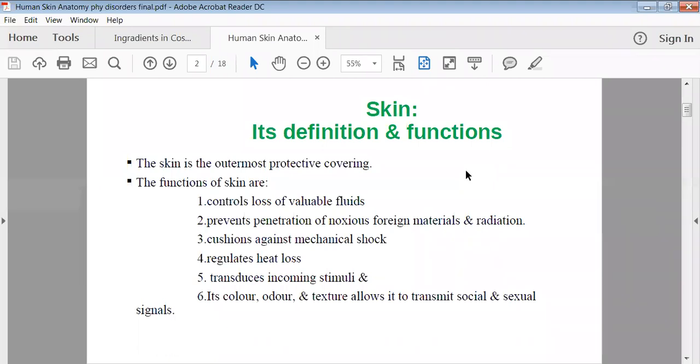The functions of the skin are: it controls the loss of valuable fluids, it prevents the penetration of noxious foreign material as well as radiations. Then it maintains the cushion against mechanical shocks toward your bones. It regulates the heat loss. Then it maintains the incoming stimulus, and it has a particular color, odor, and texture, and allows it to transmit social and sexual signals. So these are the functions of your skin.